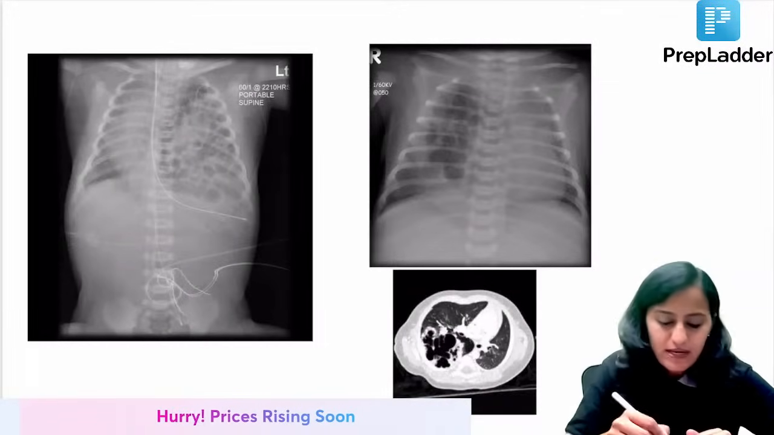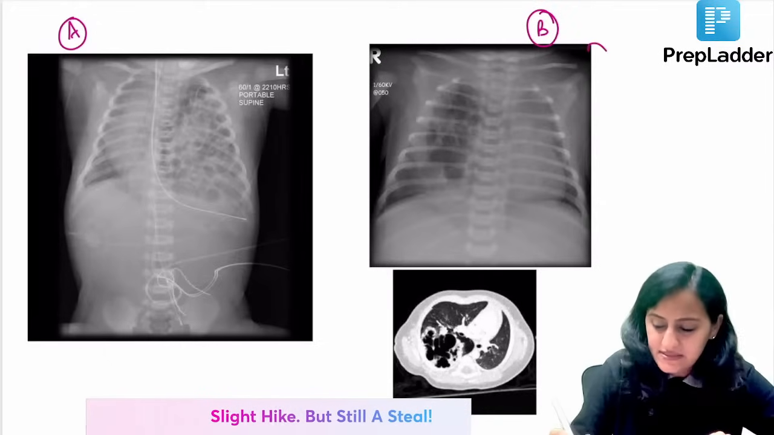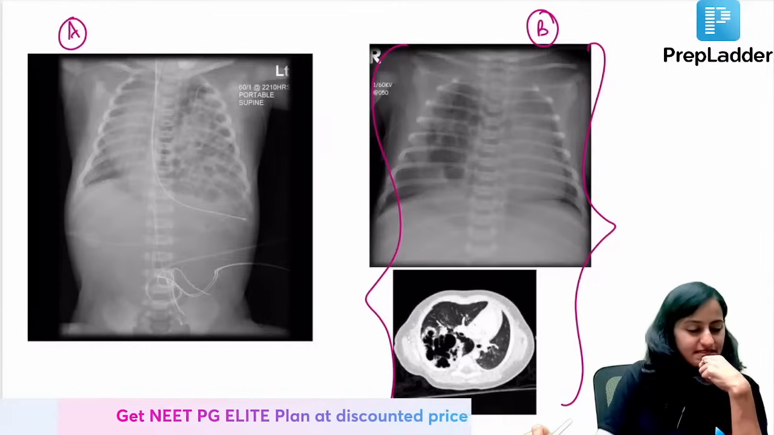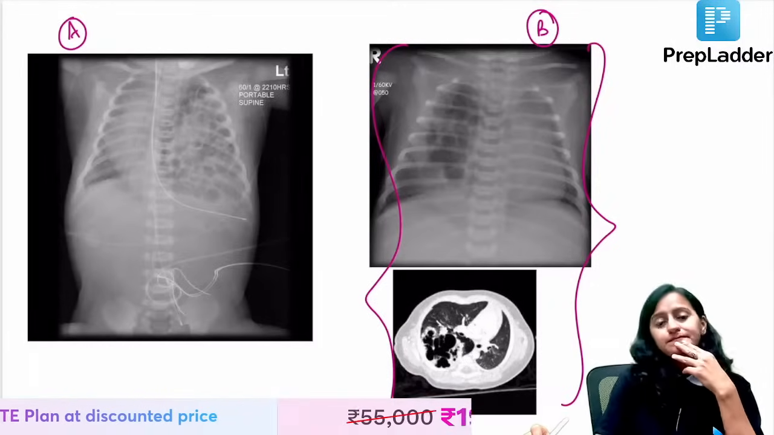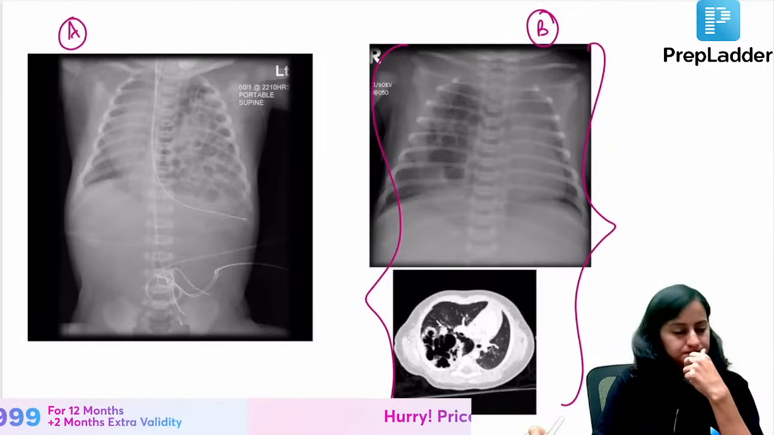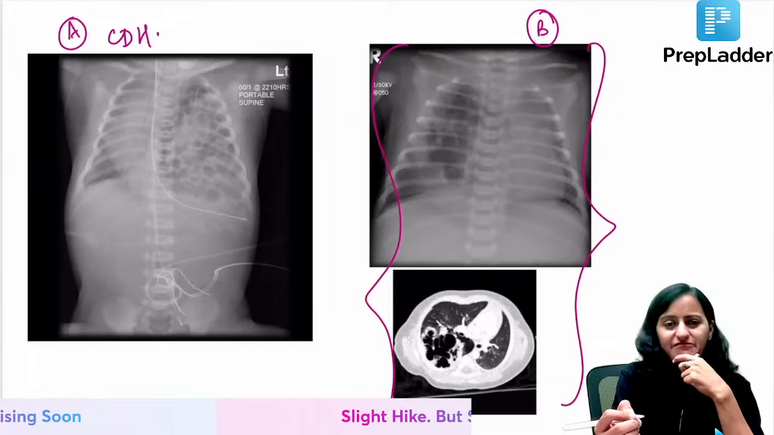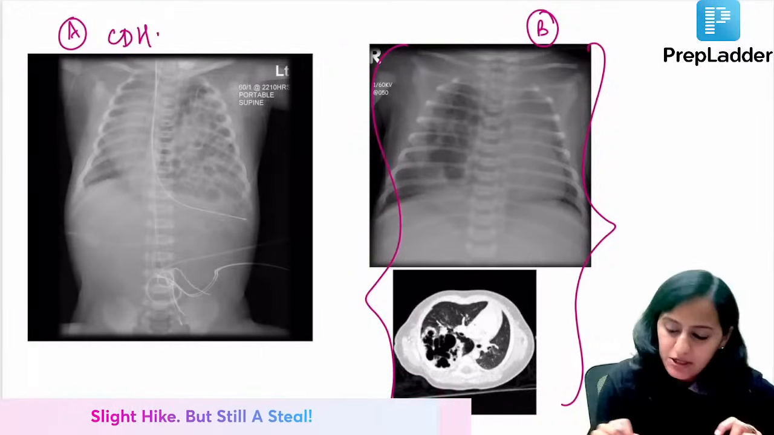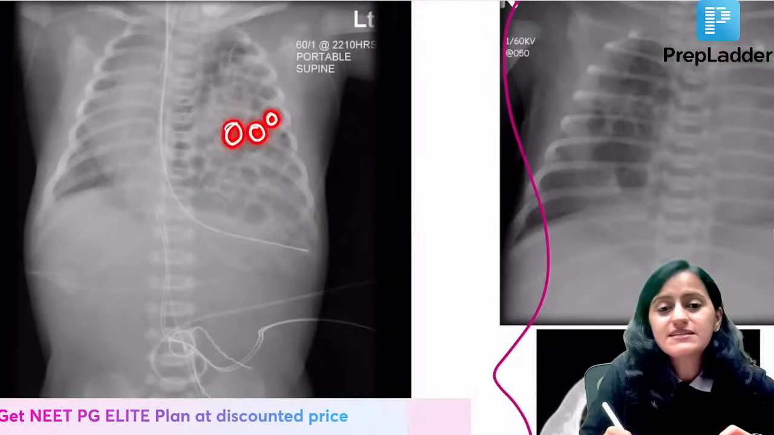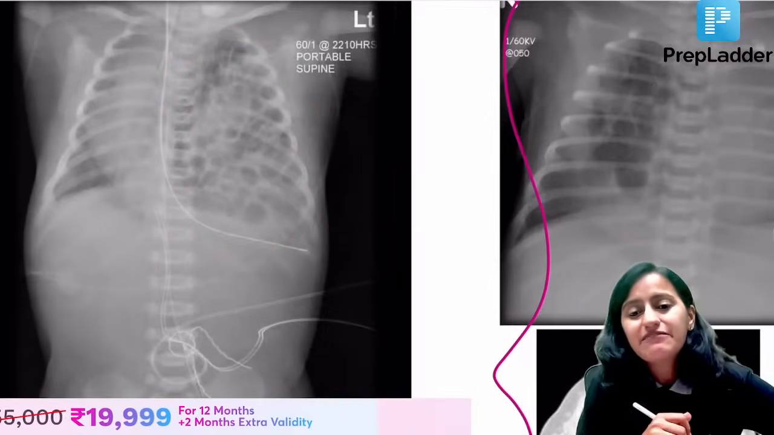Going to next one. What is the first image showing here? And what is the second image showing here? What is the first image and what is the second image? Very good. The first one is congenital diaphragmatic hernia, where you are not able to see the diaphragm well. There are these lucencies in the thorax, right? These are the bowel loops. This is congenital diaphragmatic hernia.